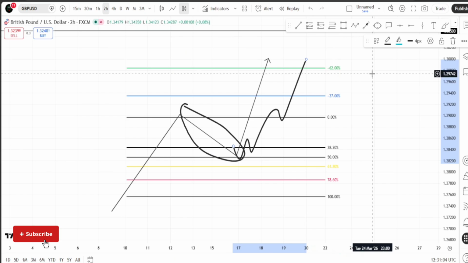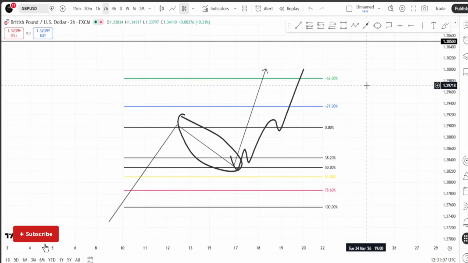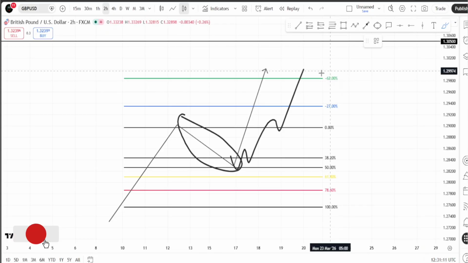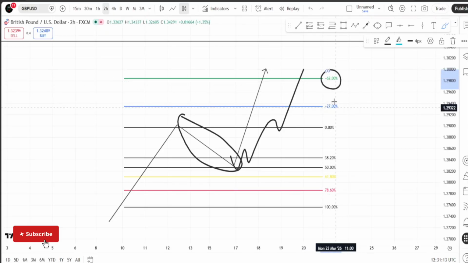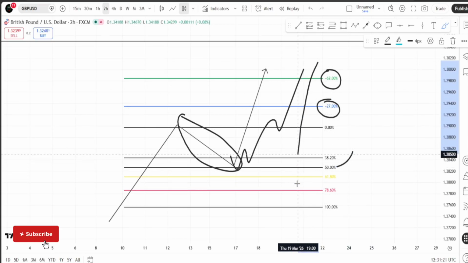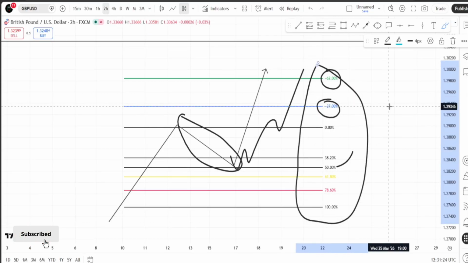I have a video where I detailed everything, going into advanced levels. This is the negative 62%, and this is the negative 27%. This is the 0%. We have the 61.8%. We have the 50%. I have a video showing you guys the settings and everything. Go check that one out. I also put that video in the description for you guys.